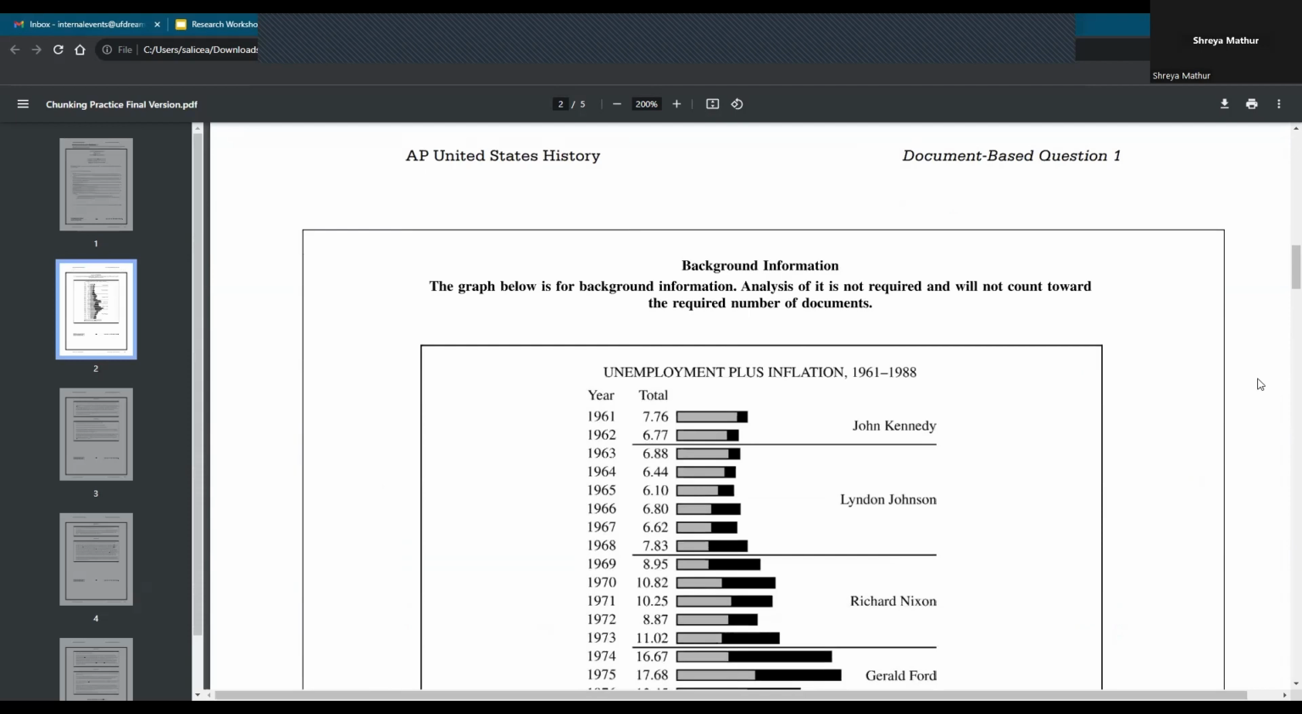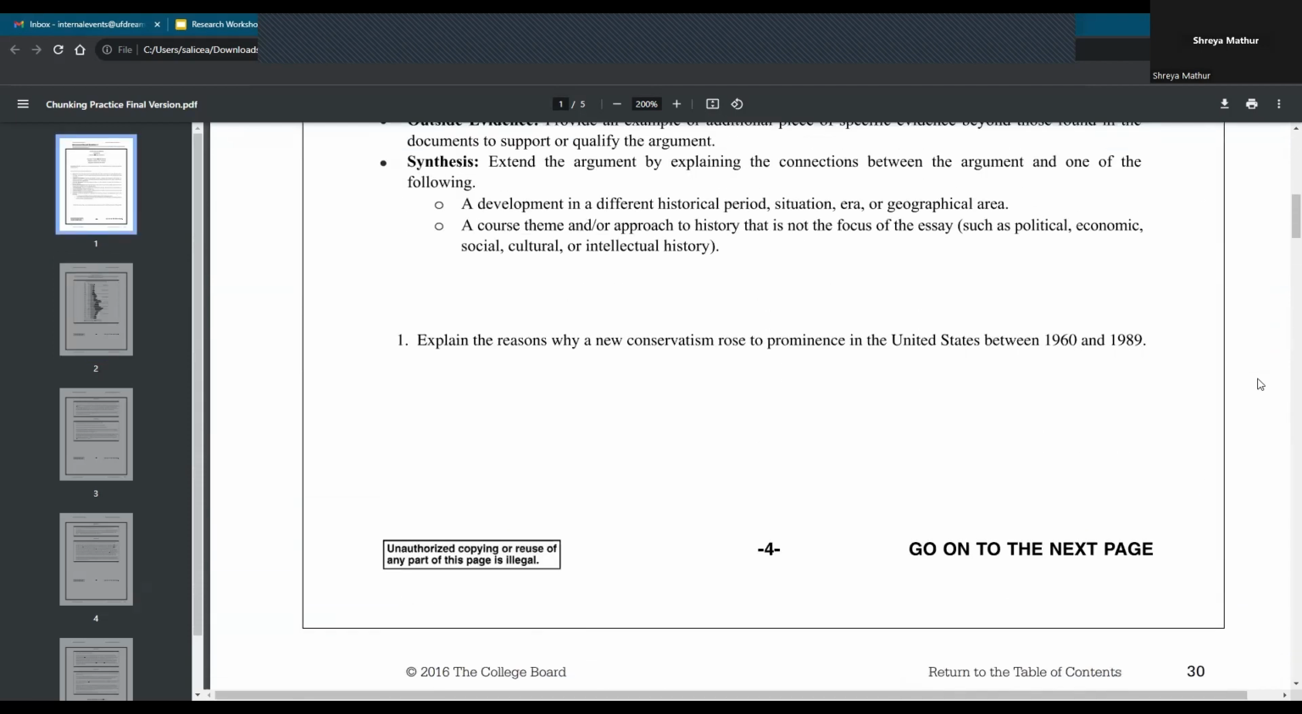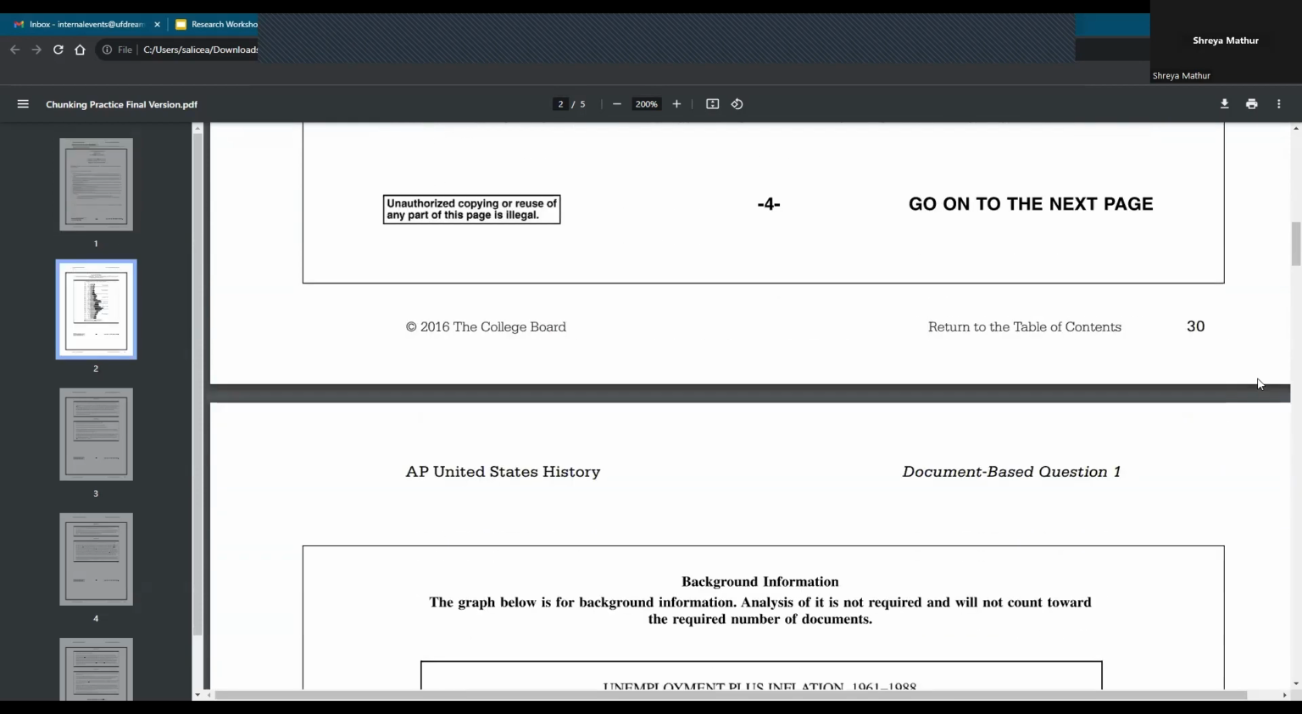Right. Actually, let's look at the question first. Explain the reasons why new conservatism rose in prominence in the United States between 1960 and 1980. Let's not think about the background of this. Let's just analyze these documents.